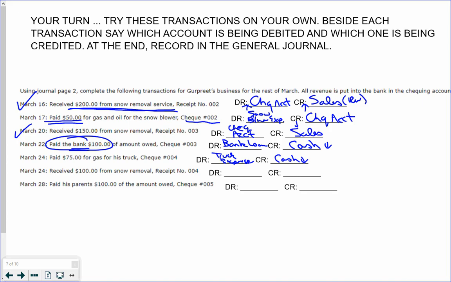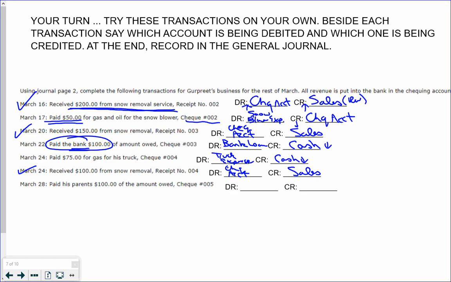You received $100 for snow removal. So again, anytime you get money for services rendered, it's cash and revenue. Okay, so cash, the checking account, is going to go up. Sales revenue is also going up. It's being credited.